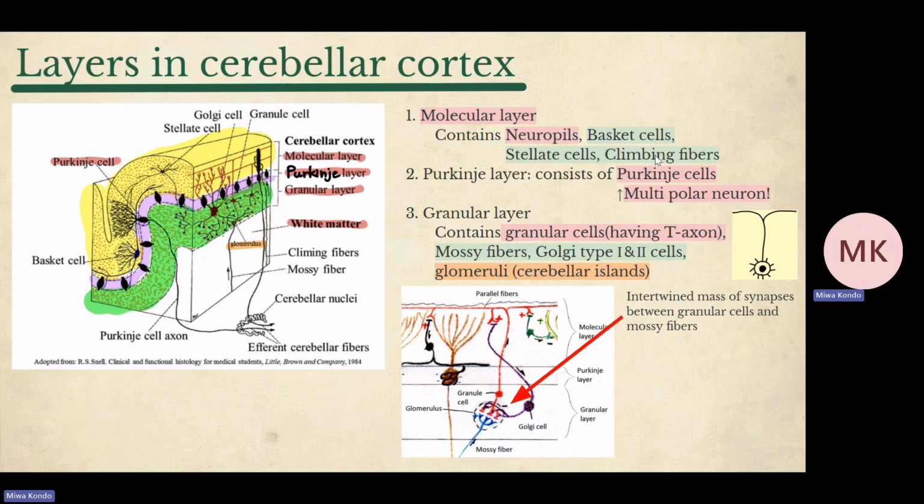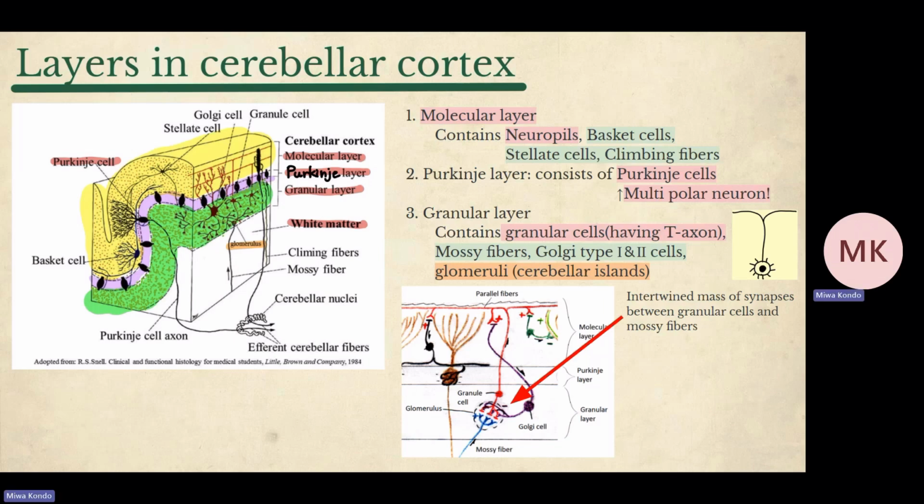Let's start with the layers of the cerebellar cortex. It consists of 3 layers: the outer molecular layer, the middle Purkinje layer, and the inner granular layer. Below these layers is the white matter.